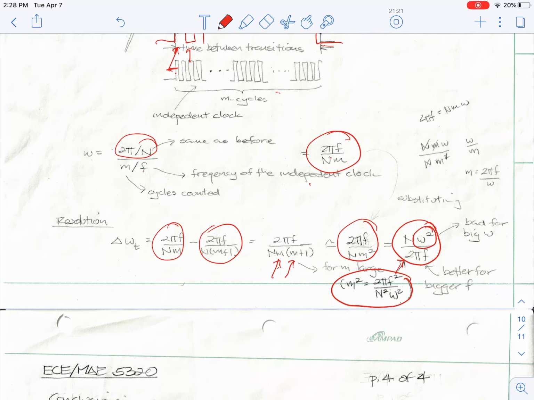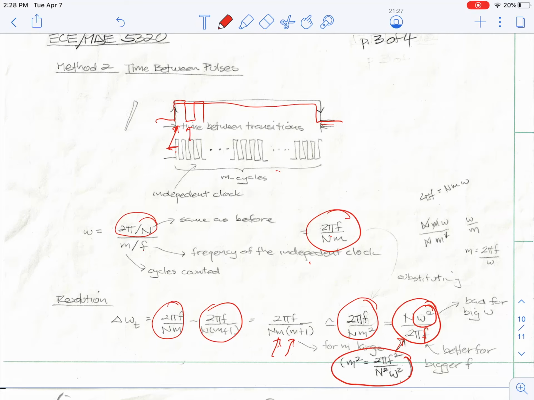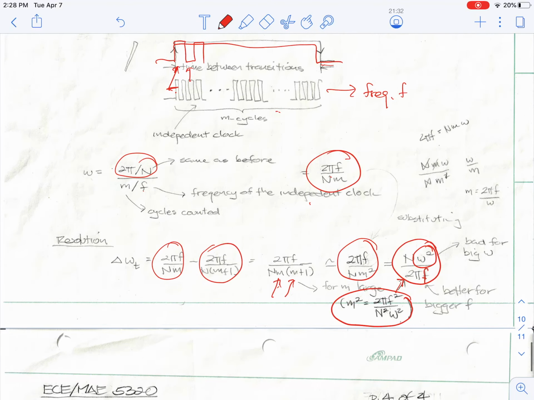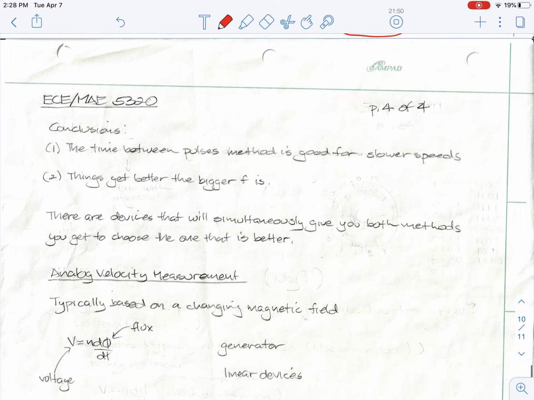But for high frequency clocks, the independent clock has frequency f. If they go to higher frequencies, I get better resolution. And that naturally makes sense, because if I have many, many more transitions than I'm shown here, I could resolve this into a pretty fine resolution for velocity measurement. Okay, conclusions on this: the time between pulses method is good for slower speeds, and things get better the bigger the frequency of the independent clock f is.